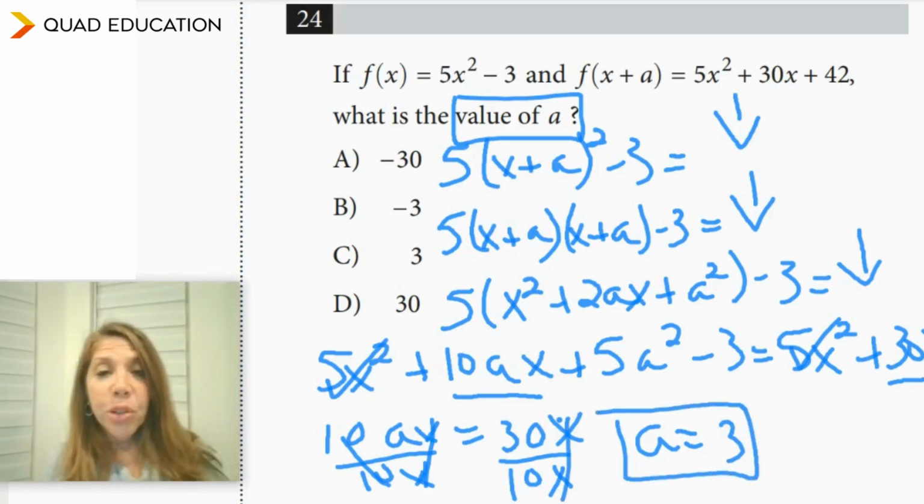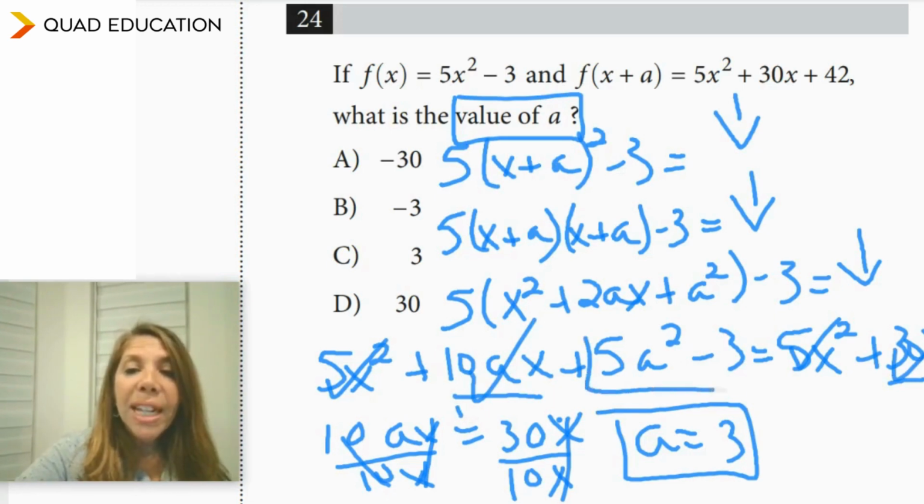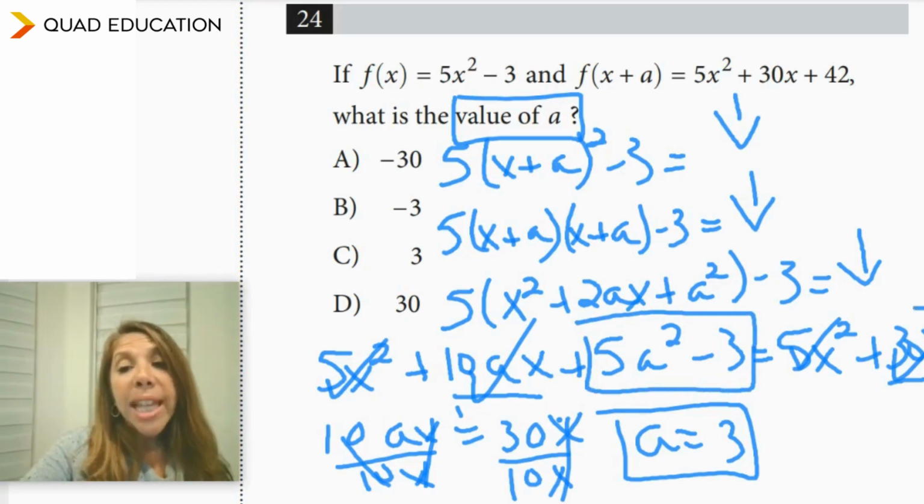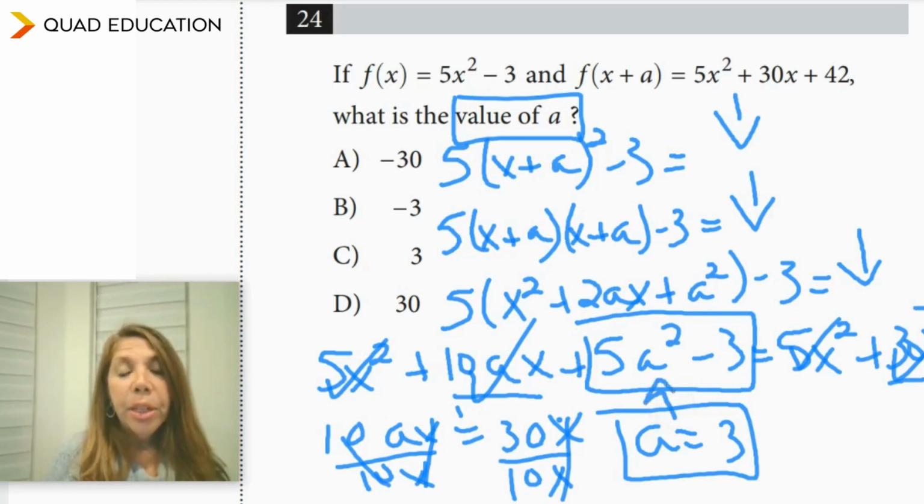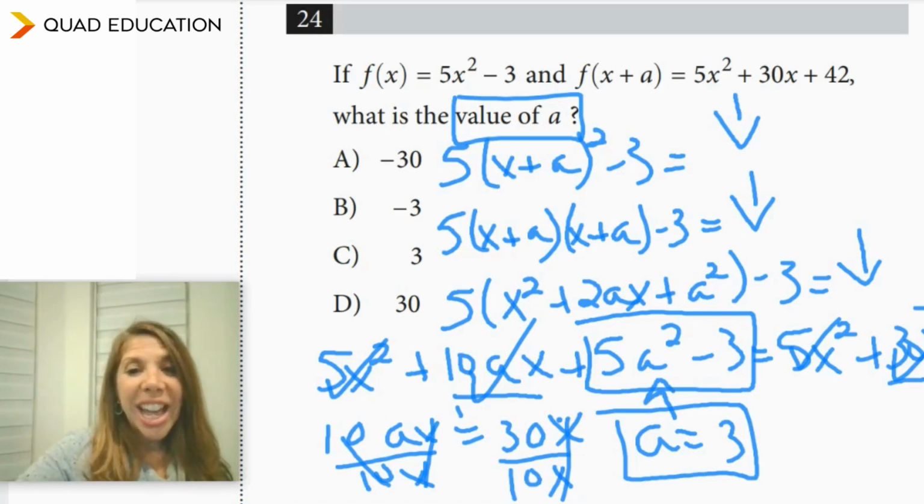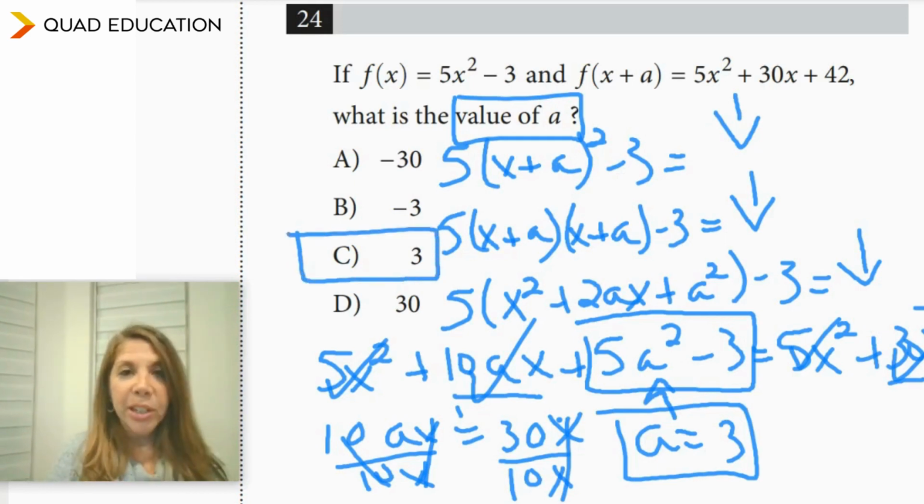Now we do have that in the answer choices, but if we want to check our answer, now that these two work out, we have to have the 5a squared minus 3 equal to 42 in order for this all to equal each other perfectly. Now we said that a is 3. So if we plug 3 in for that a, 3 squared is 9, 9 times 5 is 45, and 45 minus 3 is 42. So the equation does check out when a equals 3. So we can safely say that C would be our answer.